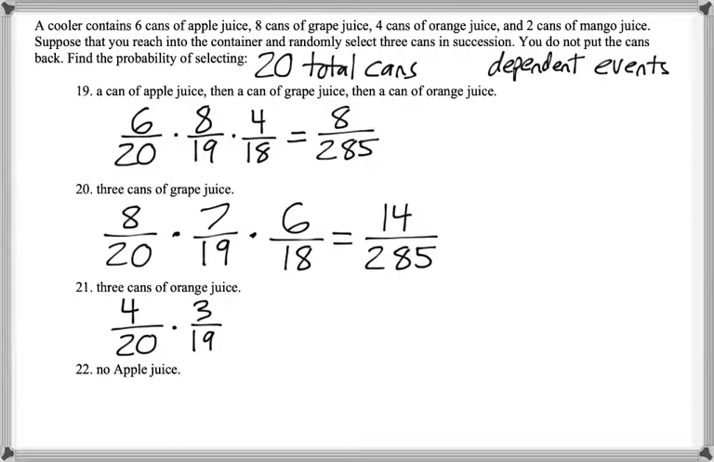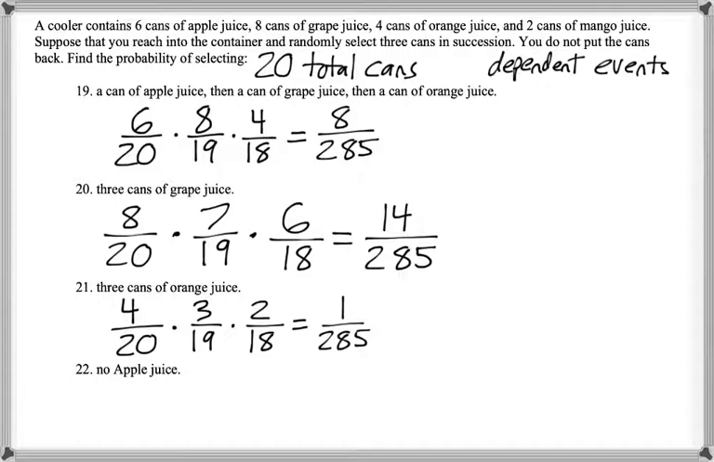And if we select another one, we only have 2 cans of orange juice left out of 18 total cans. So this is another one where we are subtracting 1 from the numerator and the denominator. And this is equal to 1 over 285.